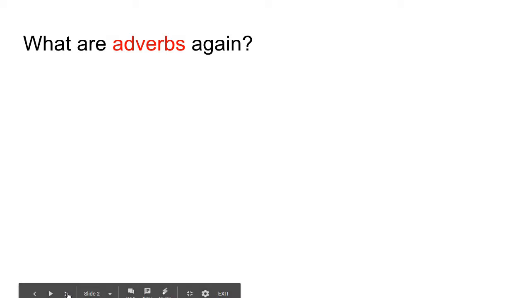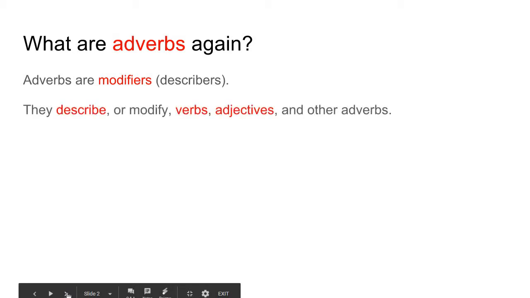So let's remind ourselves, what are adverbs again? Adverbs are something that you should already come to 7th grade knowing, but just in case you don't, adverbs are modifiers. A modifier is just a fancy word for a describer. They describe or modify verbs, adjectives, and other adverbs. Mostly they describe verbs, okay? They describe verbs most of the time. They can also describe adjectives, and then sometimes they can describe adverbs. Remember, adjectives modify nouns, adverbs modify verbs.